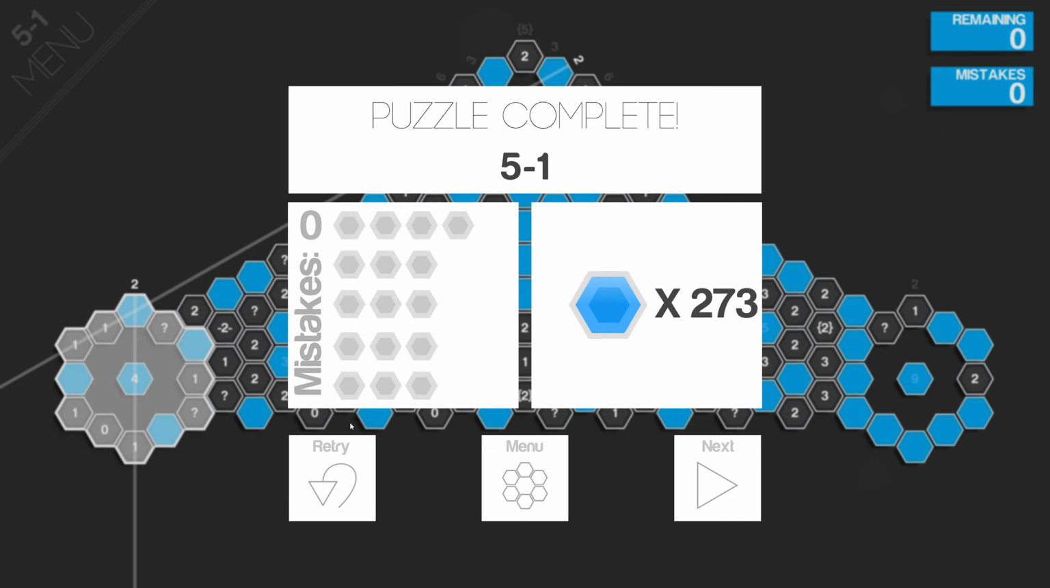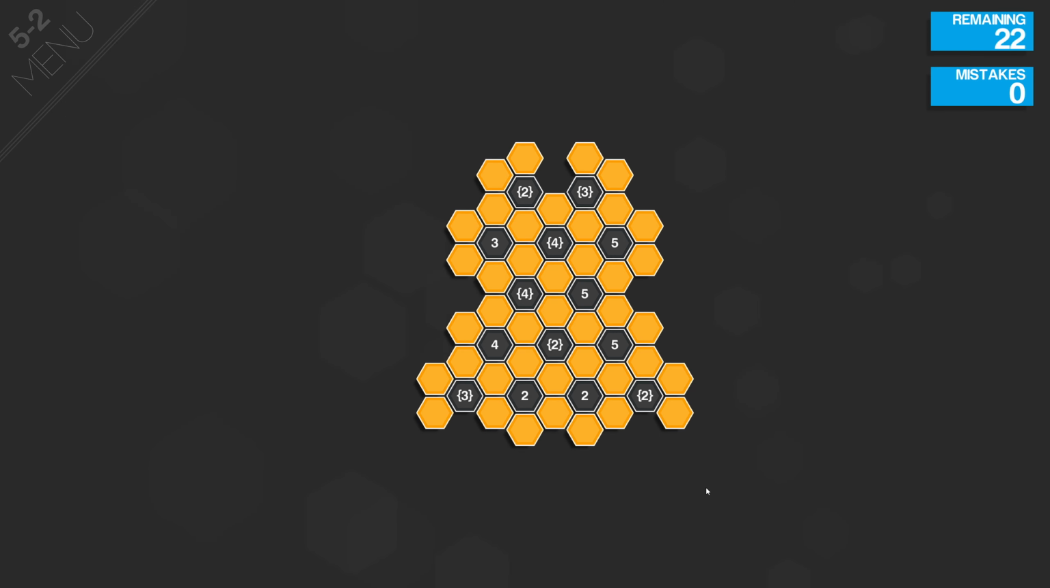Good puzzle. 5-2, please. I see small puzzles. I see lots of complicated logic.